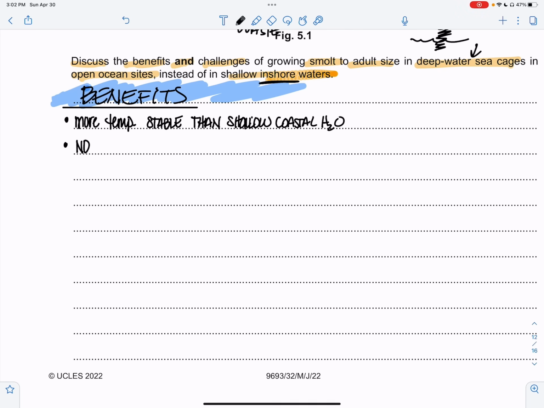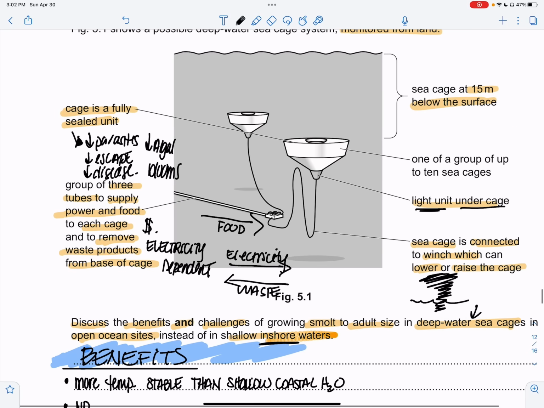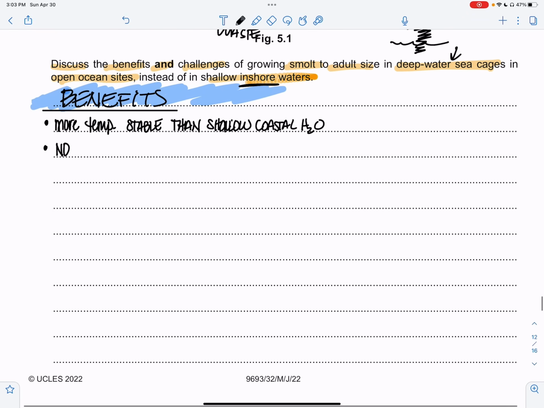Because, I'm going to refer to it one more time, the cage is a fully sealed unit. That's great. Because it's fully sealed, there's no chance of pollution from the cage escaping, like waste. And that could cause eutrophication, a ton of bacterial growth.